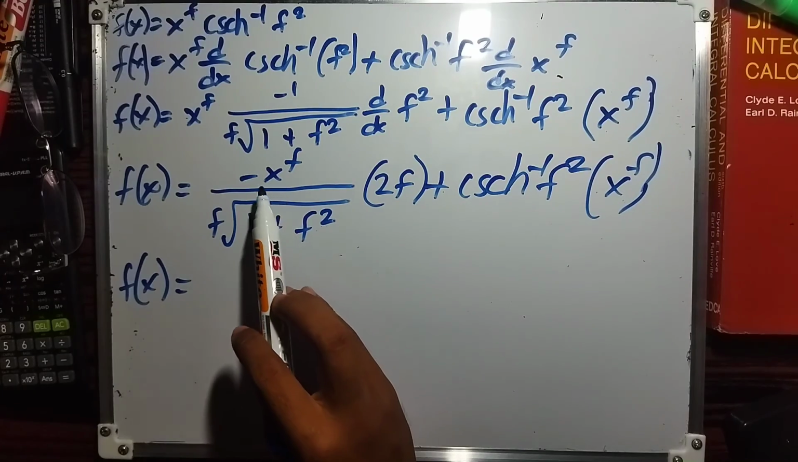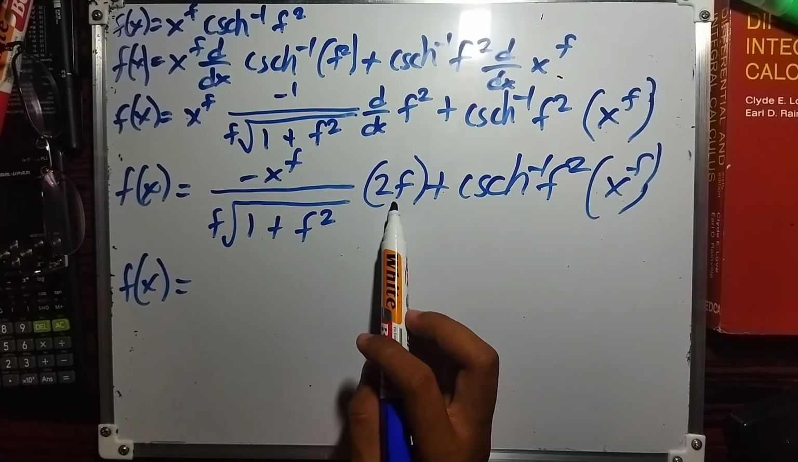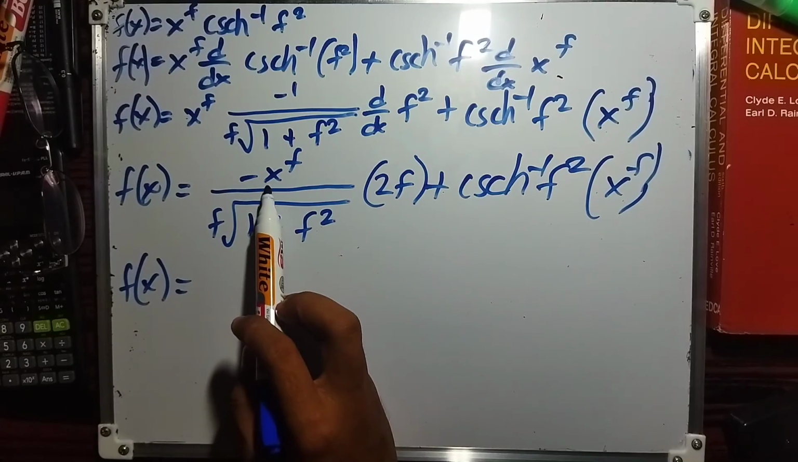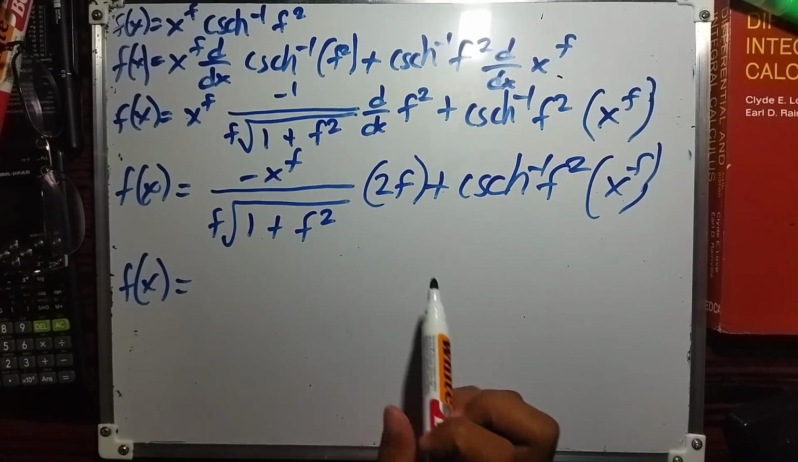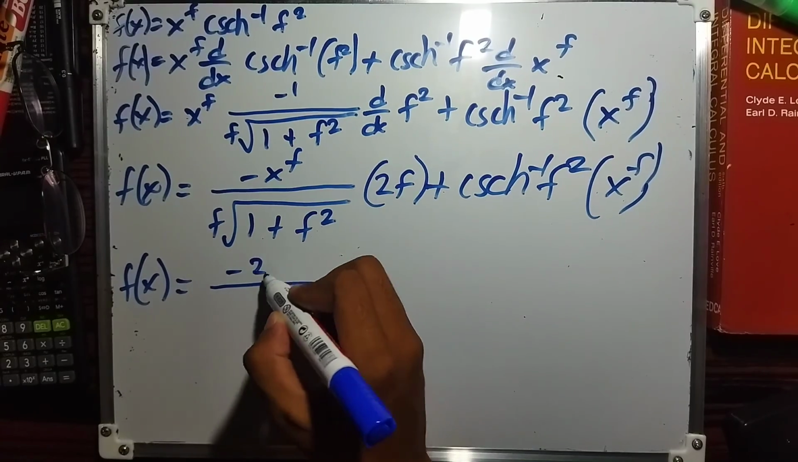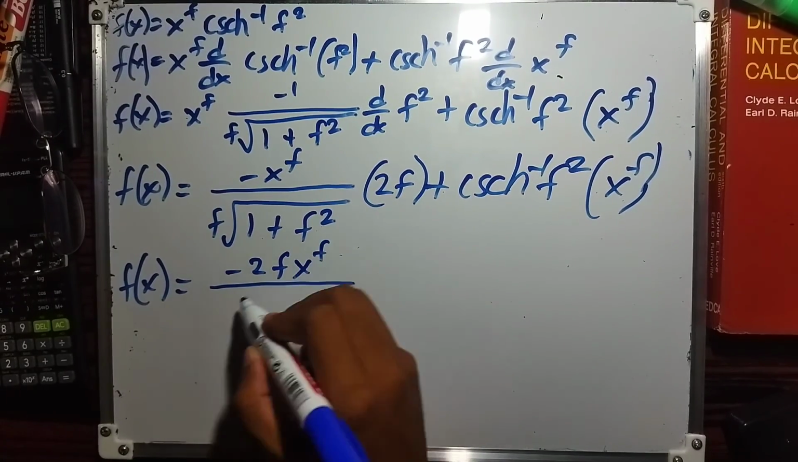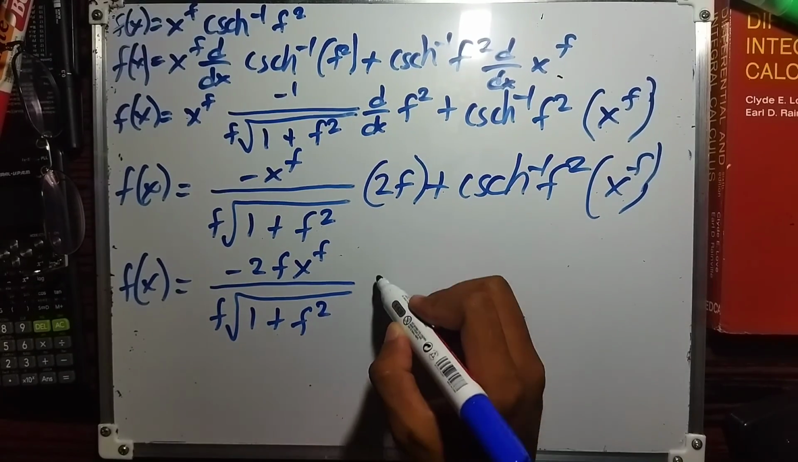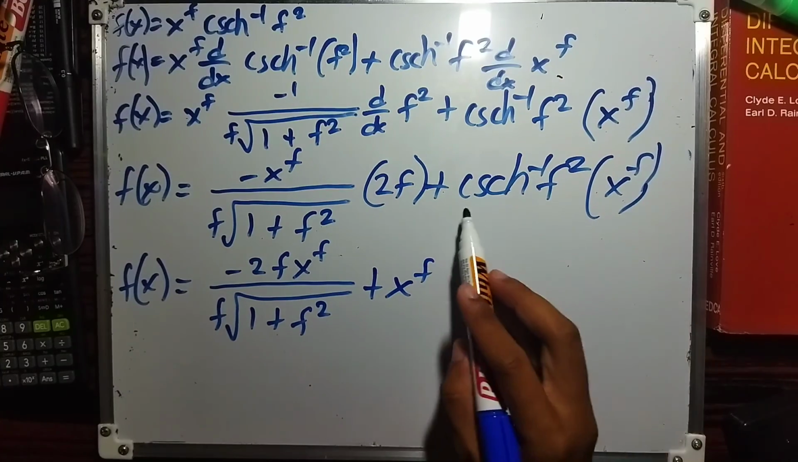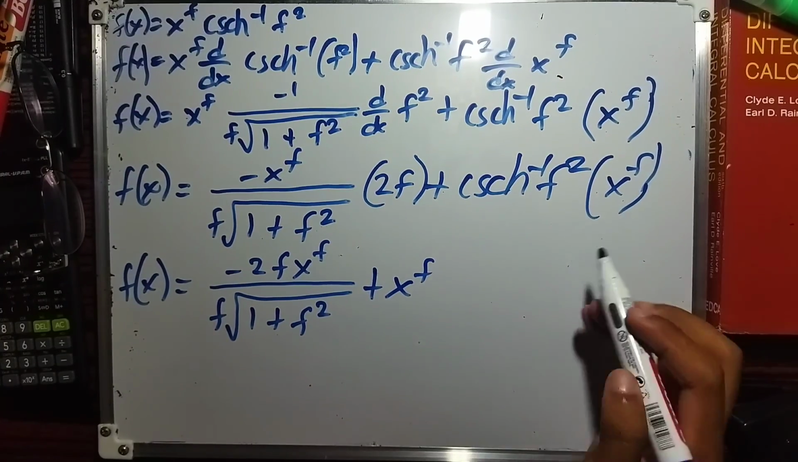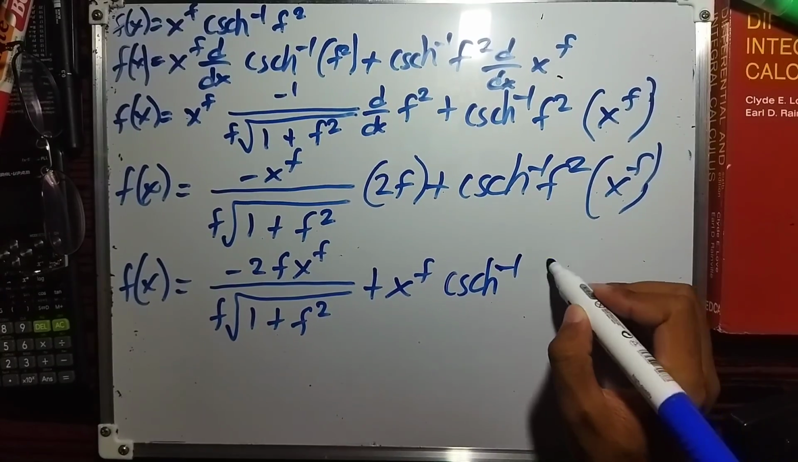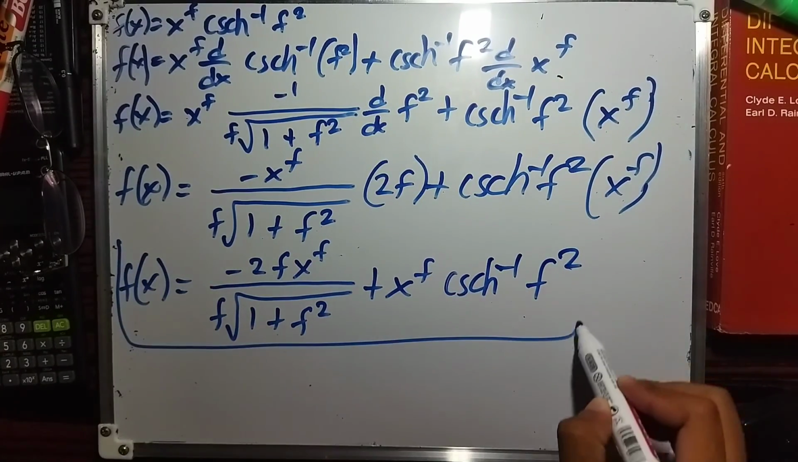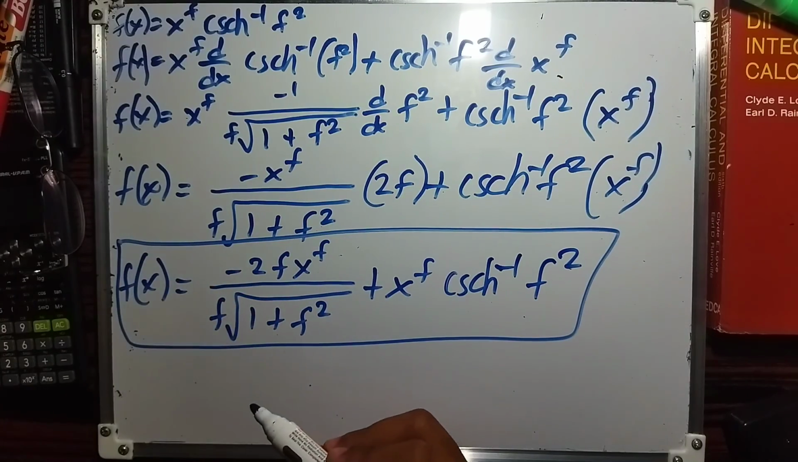So you will be simplifying negative x to the power of t times 2t. So it would become negative 2t x^t over t times the square root of 1 plus t squared, plus x^t. You arrange this, so it will become x^t times csch negative 1 of t squared. And this is our final answer. This is our example of the derivative of inverse trigonometric, or inverse hyperbolic function rather.